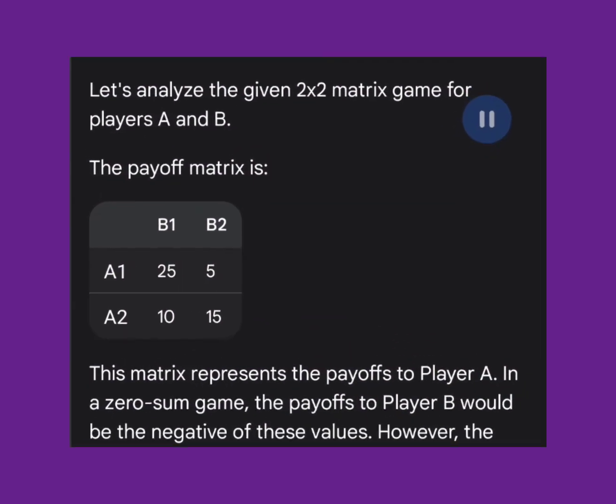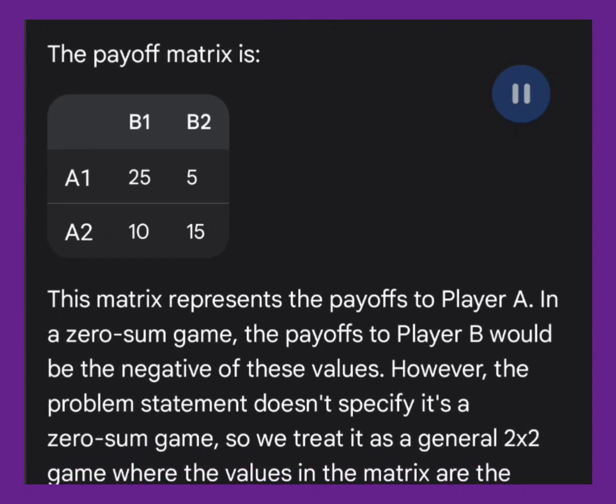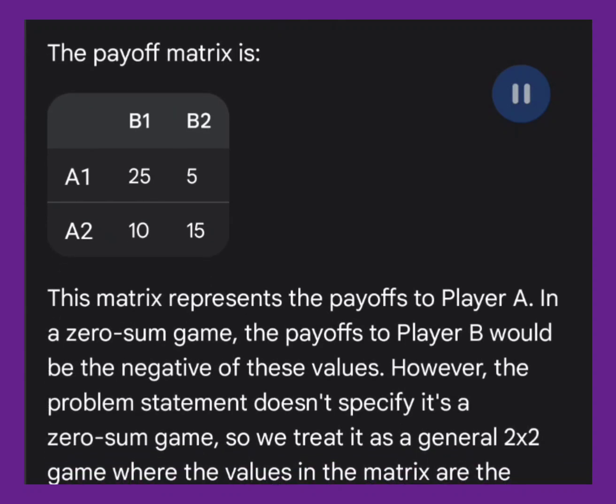Let's analyze the given 2 by 2 matrix game for players A and B. The payoff matrix is B1, B2, A1: 25, 5, A2: 10, 15. This matrix represents the payoffs to player A. In a zero-sum game, the payoffs to player B would be the negative of these values. However, the problem statement doesn't specify it's a zero-sum game, so we treat it as a general 2 by 2 game where the values in the matrix are the payoffs to player A.